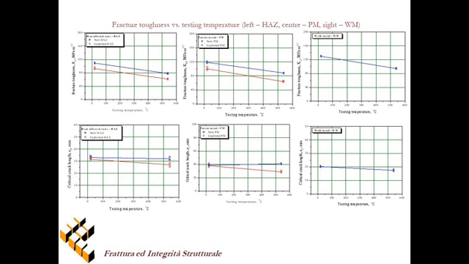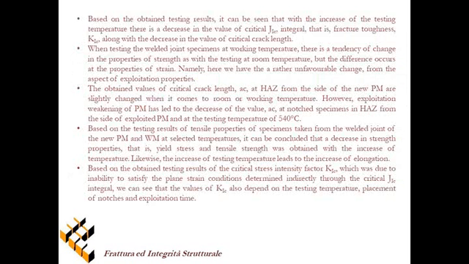Here, fracture toughness results relative to the temperature are shown for all three welded joint zones. Based on the obtained testing results, it can be seen that the increase of testing temperature also leads to a decrease in the value of critical J integral, and that fracture toughness also decreases. The obtained values of critical crack length AC have also shown a decrease with the increase in temperature. Also, the increase of testing temperature led to the increase of elongation in the specimens.